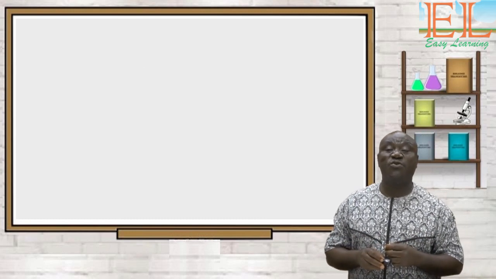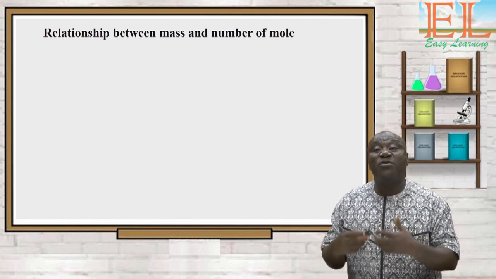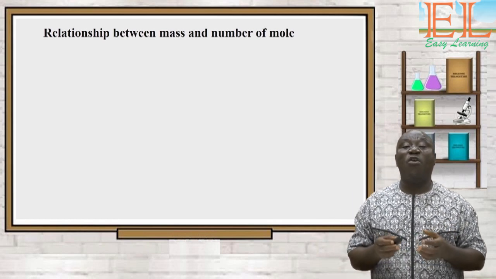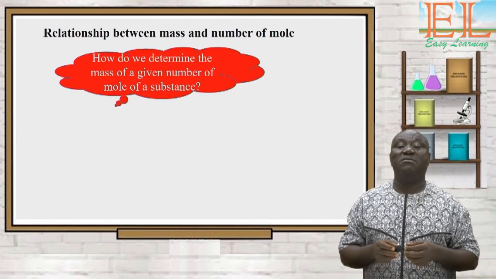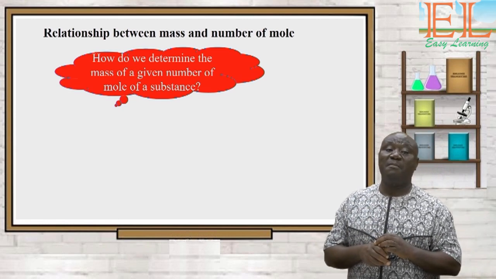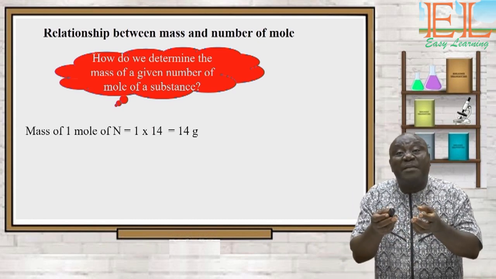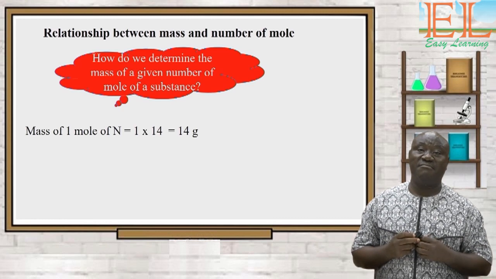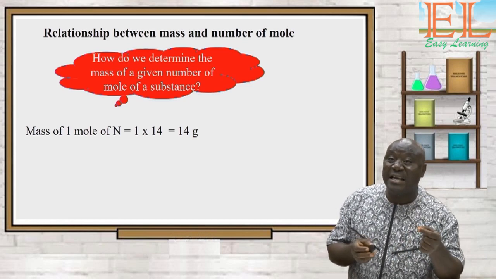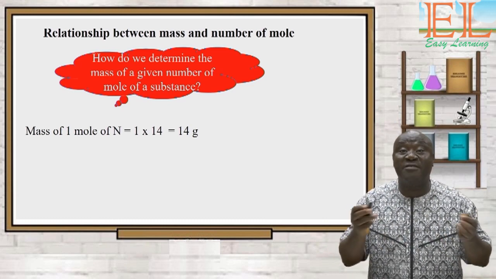Let us now turn our attention to the relationship that exists between the mass of a substance and the number of moles that are contained in it. How do we determine the mass of a given number of moles of a substance? Let us go through this exercise together. If I give you 1 mole of nitrogen atom, how will you determine its mass? You will agree with me that it is determined by multiplying 1 by the relative atomic mass of nitrogen, which is 14. And that will give us 14 grams.